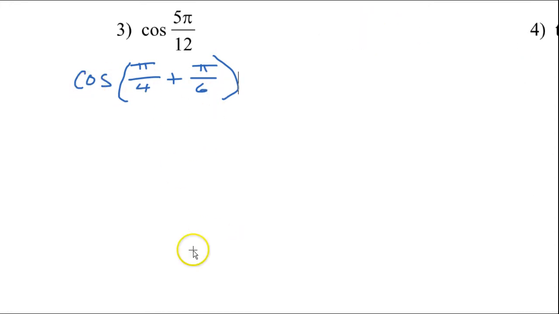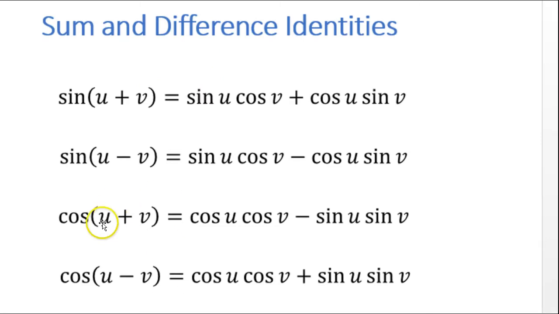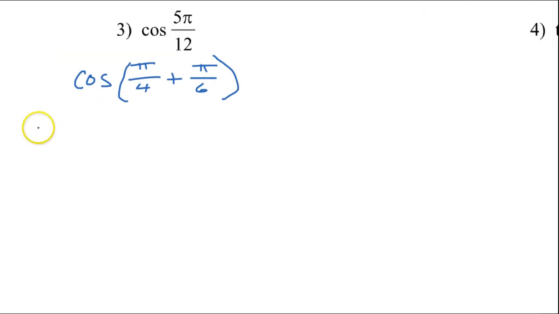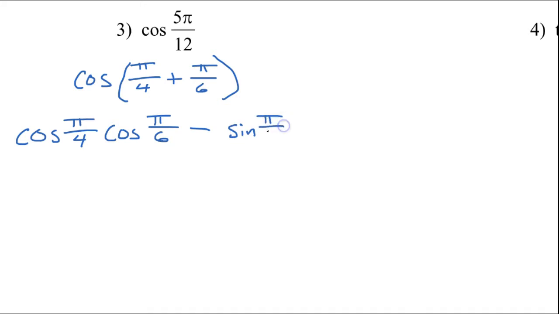Okay, cosine of something plus something. So remember that this is the formula that we will use for that. So here we go. So I should be able to rewrite this as the cosine of pi over 4, cosine pi over 6, minus, notice the sign change, sine pi over 4, sine pi over 6.